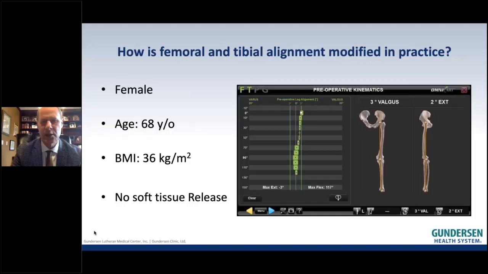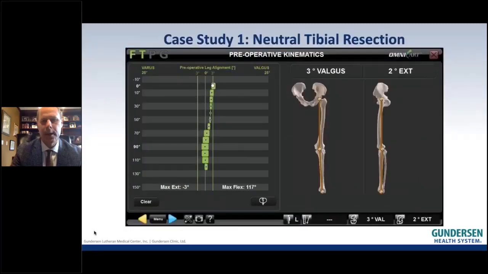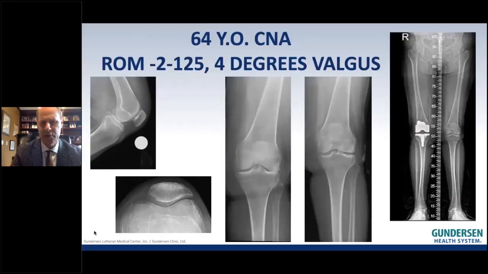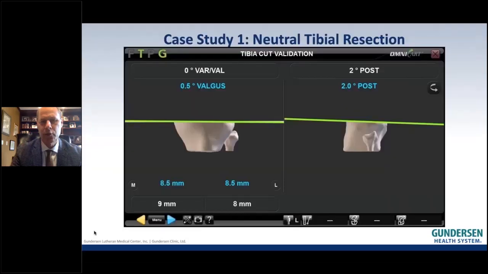She hyperextends a couple of degrees. And here's her preoperative kinematics. Here's a preoperative x-ray, so -2 to 125 degrees. And her tibia cut was neutral. So the validation is the blue, so it shows I cut it in half a degree of valgus, so essentially a neutral cut.